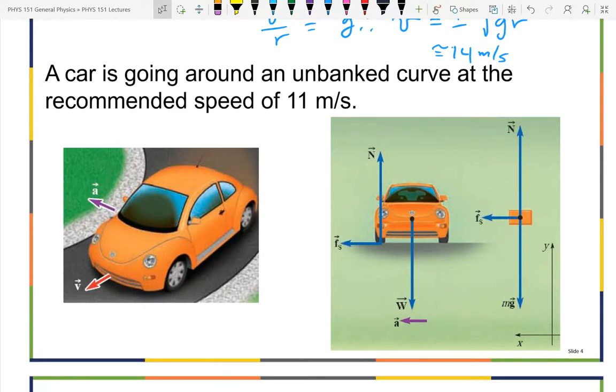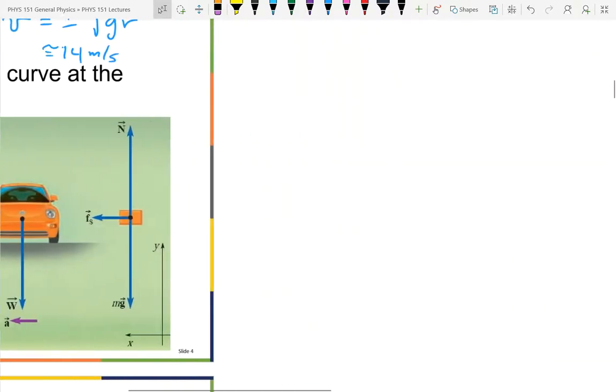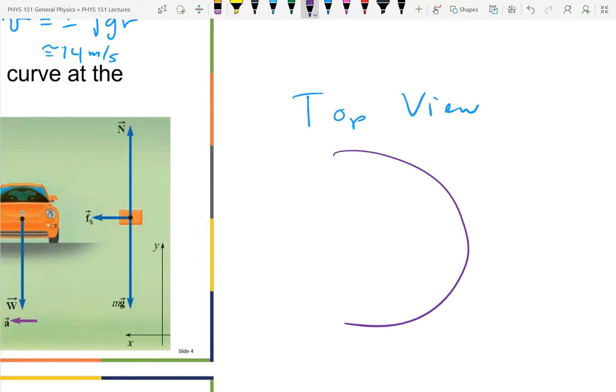So going around the curve, they drew one picture. I often actually draw two pictures. One picture that shows a front view and one that shows a top view. So I usually would break this up and say top view. Here's my car traveling with speed this direction.